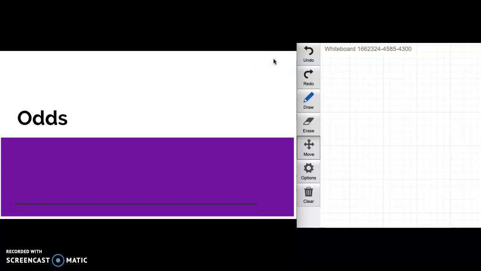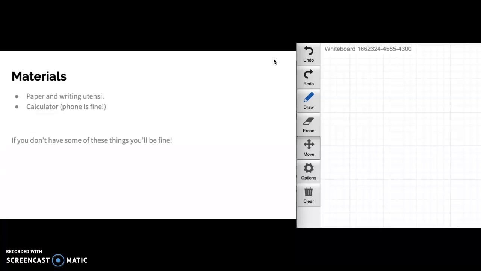Hi Pre-Calc students, for our last section we are going to be learning about odds. For this lesson, all you'll need is paper, a writing utensil, and a calculator, nothing fancy for this one.